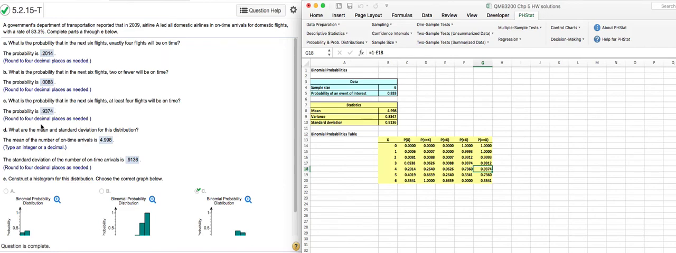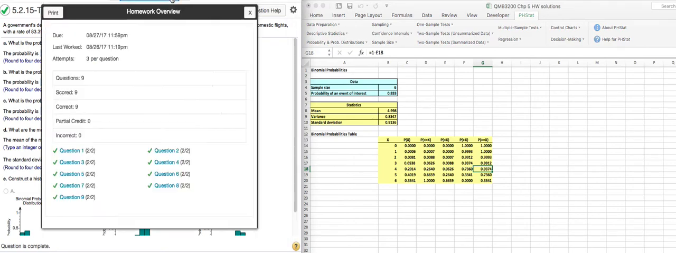And then finally, it's asking for what are the mean and standard deviations for this distribution, and those are given to us right here, already calculated out via PHStat. So again, this was a much faster way to calculate all of these answers than it was via the different functions that we created in the previous sheet. And we can do the same thing if we look at a Poisson distribution.